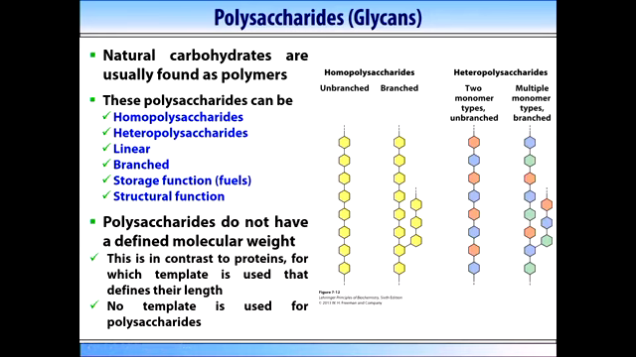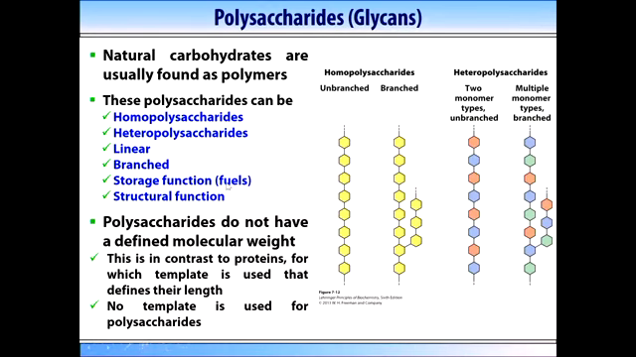Proteins would obviously be heteropolymers, right? Because the amino acids they're made of are always different. It's not that there is a protein made just out of phenylalanine. They're usually made of a particular sequence of amino acids. Okay, so polysaccharides can be linear or branched. This just means whether it's one chain, as we will see, or it has some branching points.